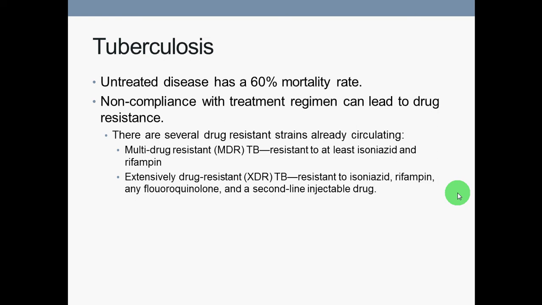Unfortunately, there's also extensively drug-resistant TB, or XDR. These are resistant to isoniazid and rifampin, just like the others, but they're also resistant to any fluoroquinolone and at least one second-line injectable drug. So that means it is not only resistant to the first-line drugs, but also at least partially resistant to some of the second-line drugs, which means that it is incredibly hard to treat and cure XDR TB.